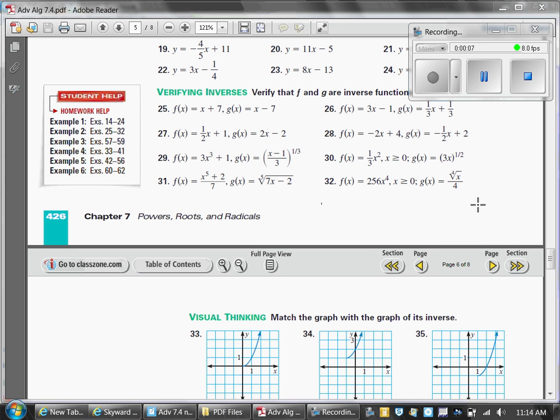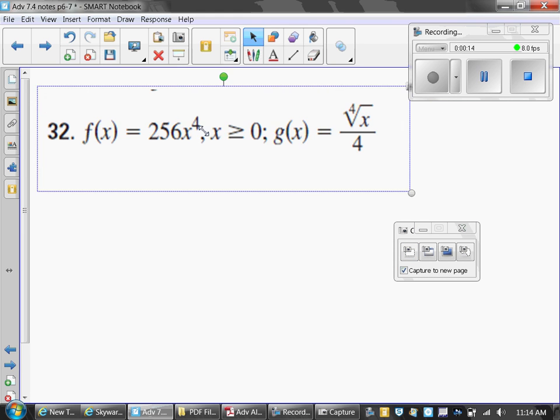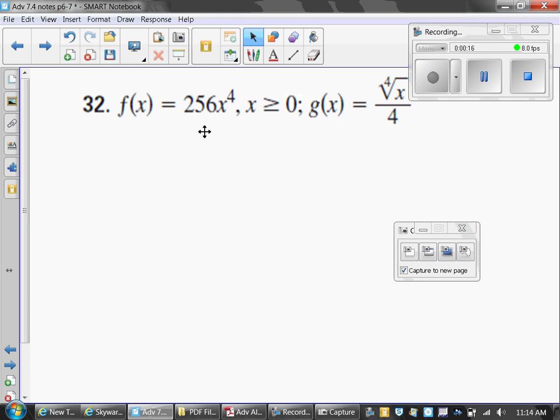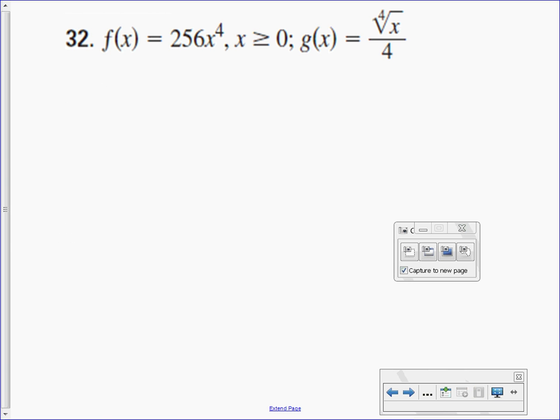Verify that these guys are inverses of one another. To tell whether or not something is an inverse, remember, the trick here is to substitute in one for the other. We substitute in for one another. So what we have to do is the following. What is f of g of x? And what is g of f of x? If they both equal the same thing, and that same thing is x, then they are inverses of one another.